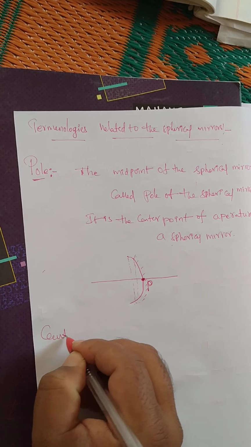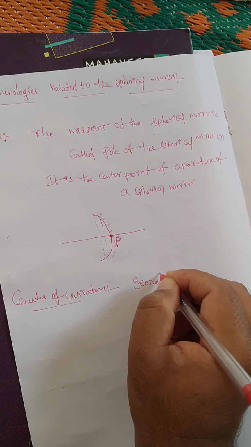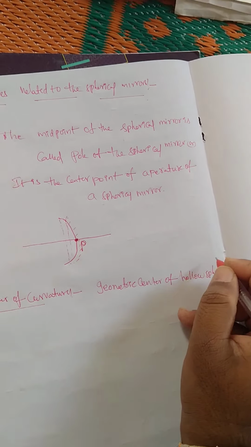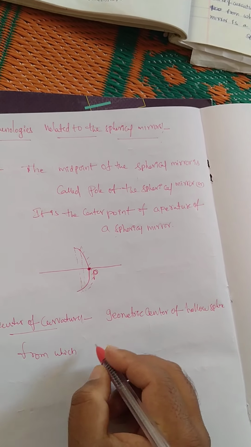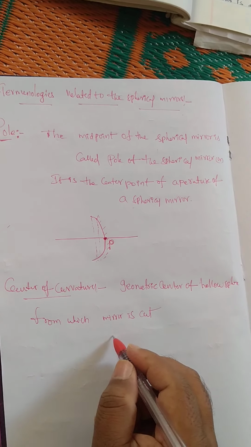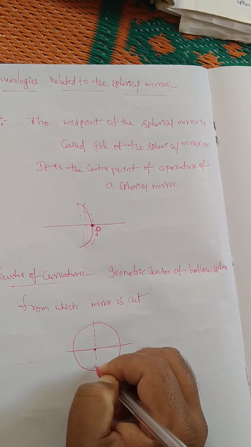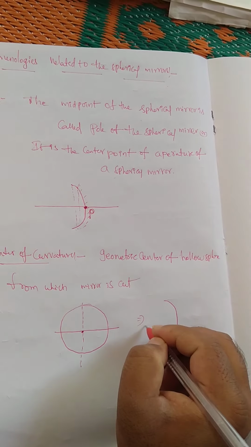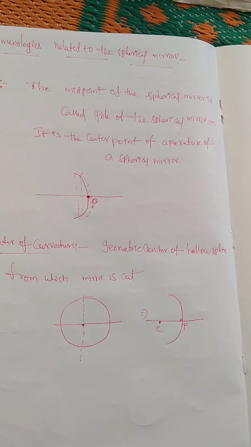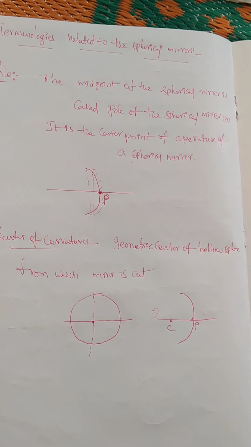The next one is the center of curvature. It is the geometric center of the hollow sphere from which the mirror is cut. For example, if you take a hollow sphere and draw one line on it, here you can cut this mirror, then it behaves like this. So this is the center of curvature of the spherical mirror. It is the pole, and in between is the focus, which I will discuss later. The midpoint of the pole of the spherical mirror and the center of curvature of the spherical mirror we call the focus of the spherical mirror. That I will discuss later.